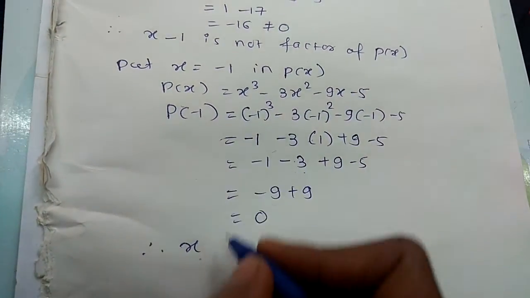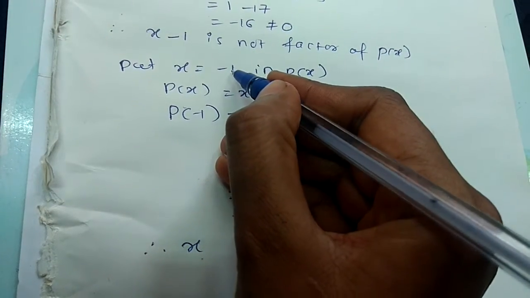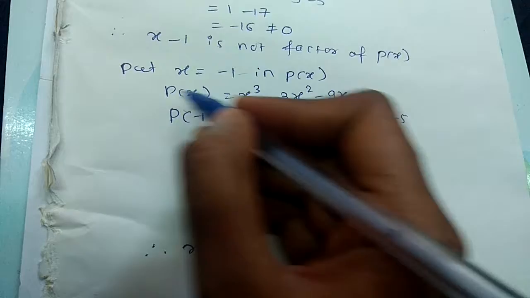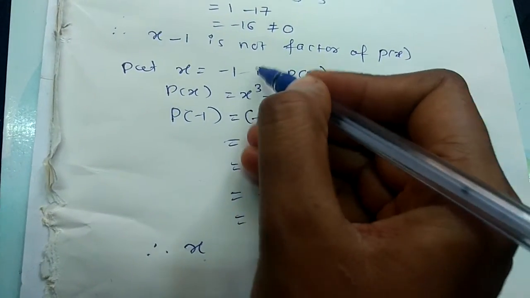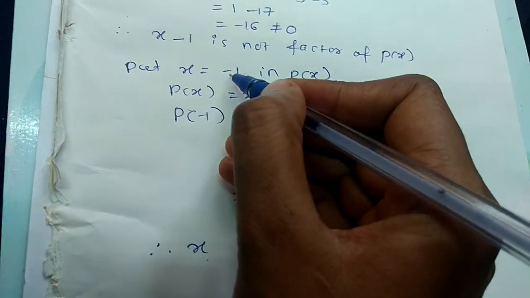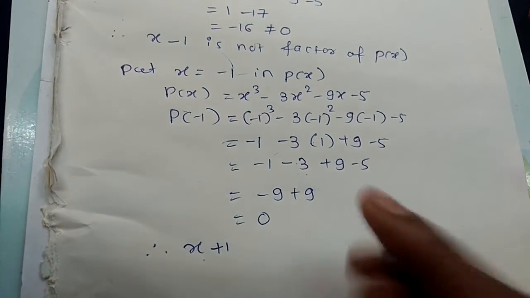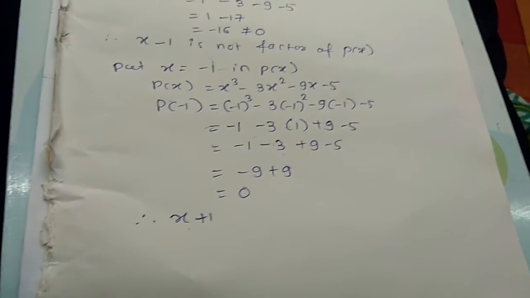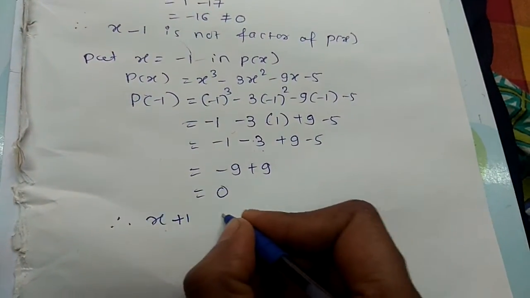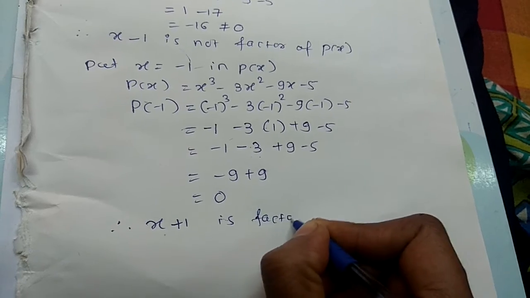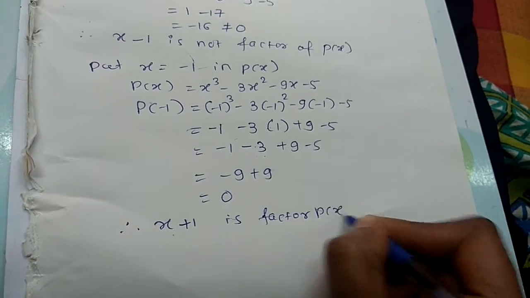As p of minus 1 is 0, therefore x equals minus 1. When we bring this to the other side, we have to equate it to 0, as this gives us a factor. So if you take this minus 1 to the LHS, it will be plus 1, equals 0. So x plus 1 is one of the factors of the given polynomial in x.